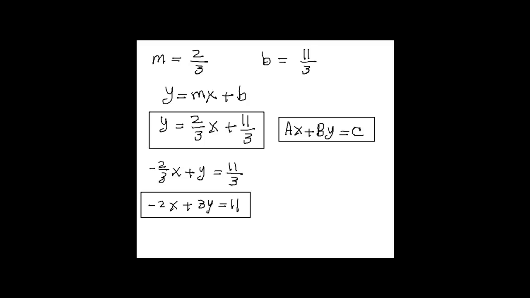Okay, I just multiply each term by 3/1 to eliminate the fractions, because when you write in standard form, A, B, and C should be integers. You shouldn't have any fraction there. So if I multiply each term by 3/1, okay, that's what we get.